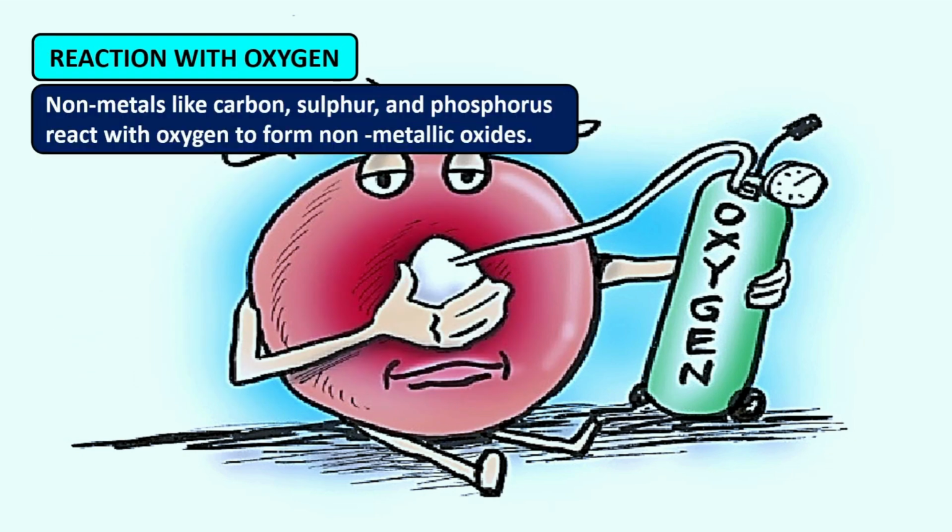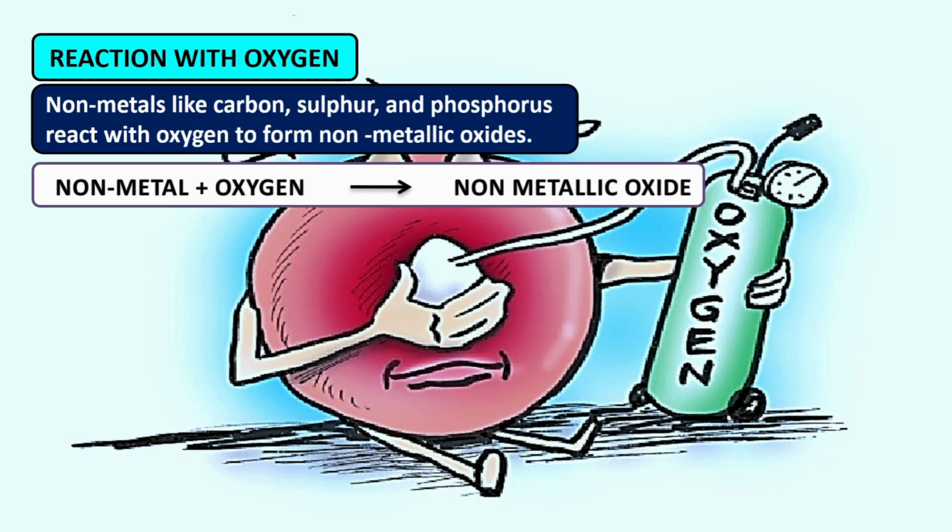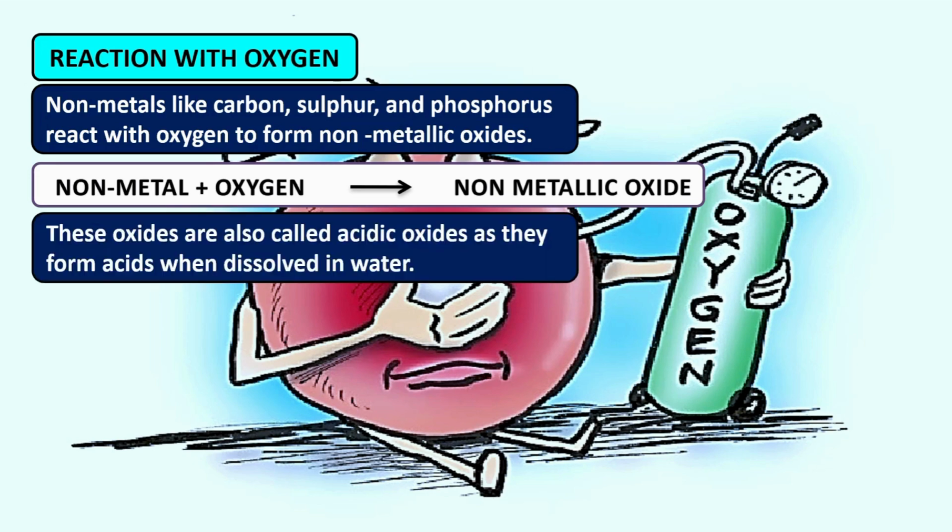Non-metals like carbon, sulfur, and phosphorus react with oxygen to form non-metallic oxides. Non-metal plus oxygen gives you non-metallic oxide. These oxides are also called acidic oxides as they form acids when dissolved in water.